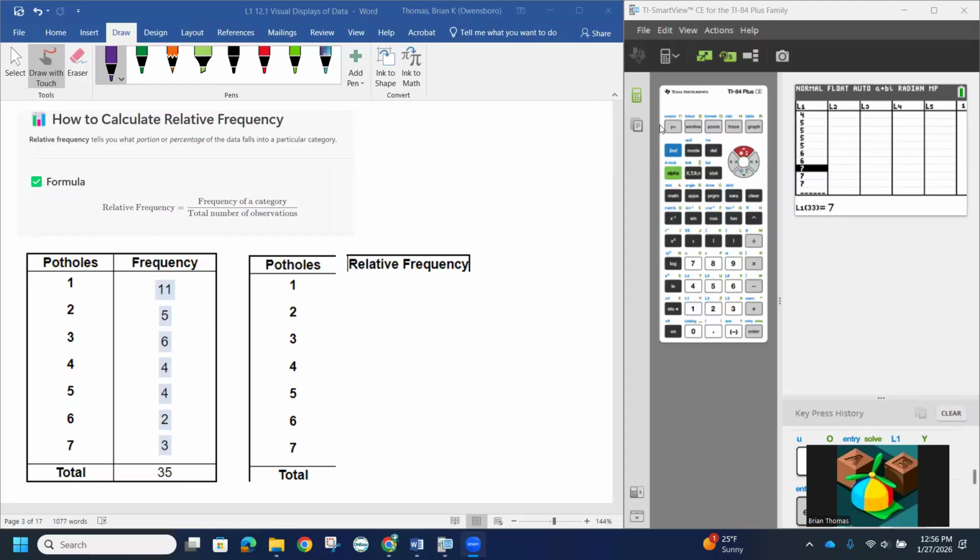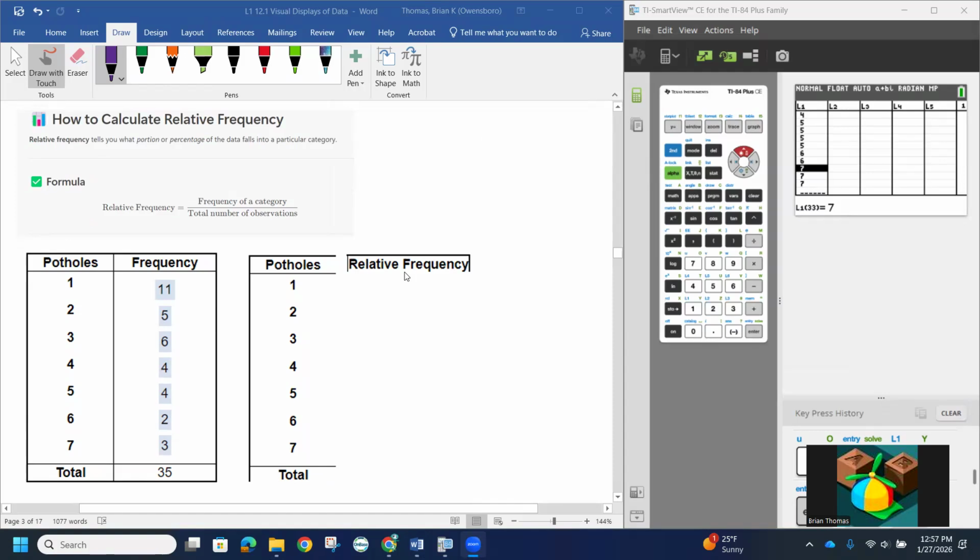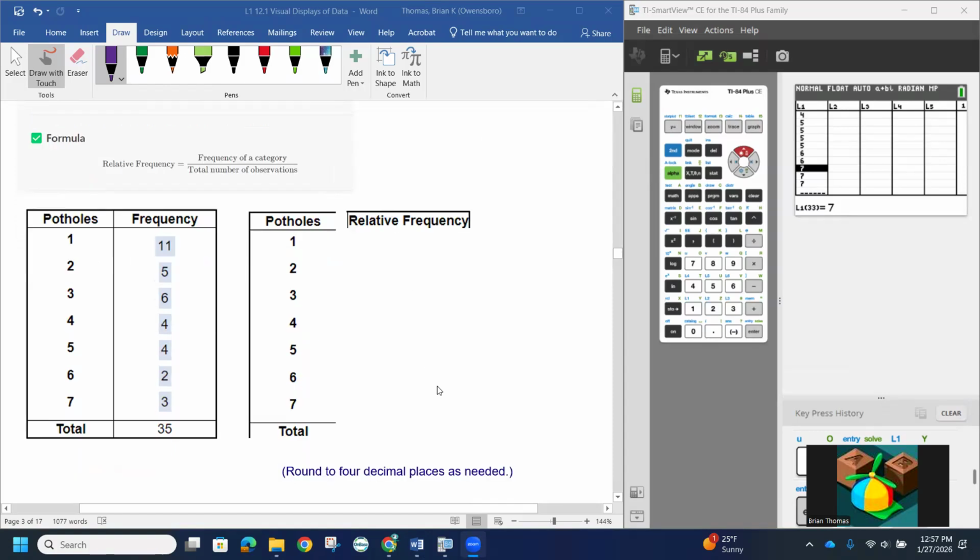Part two of question two in your homework asks us to calculate relative frequency. So relative frequency tells you what portion or percentage of the data falls into a category. Here it looks like they want us to round to 4 decimal places. So let's see if we can make this work out here. If it does go out to 4 decimal places, then we don't have to round. Notice how it says round to 4 decimal places as needed.